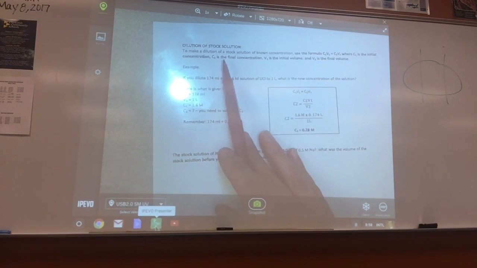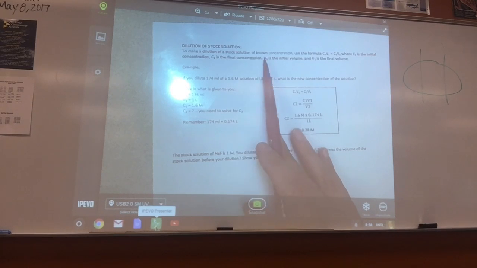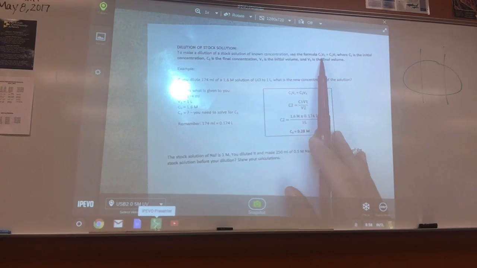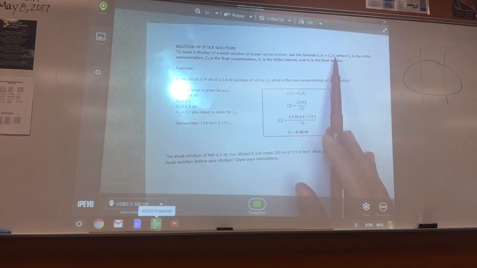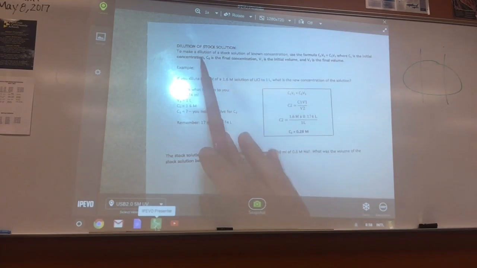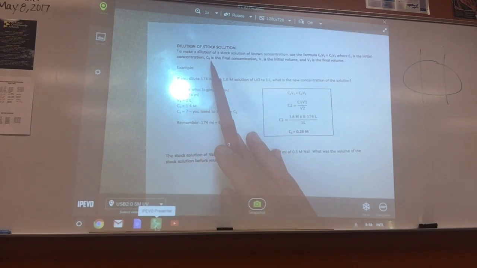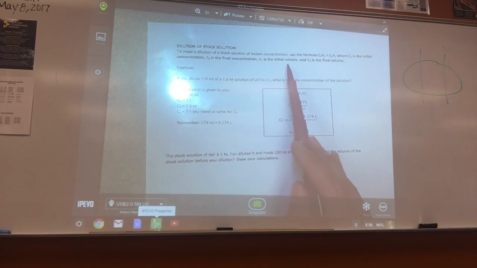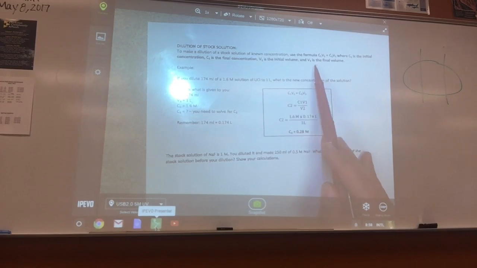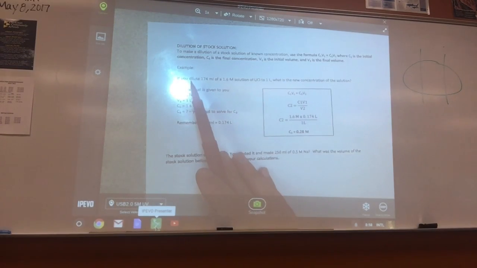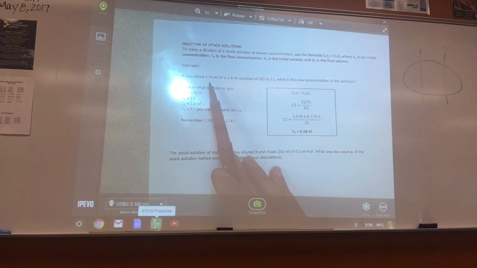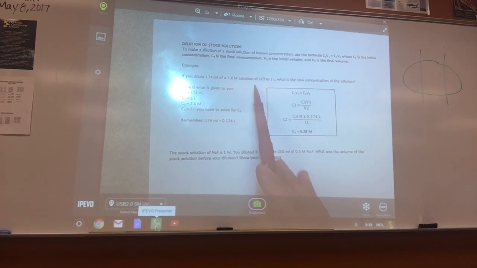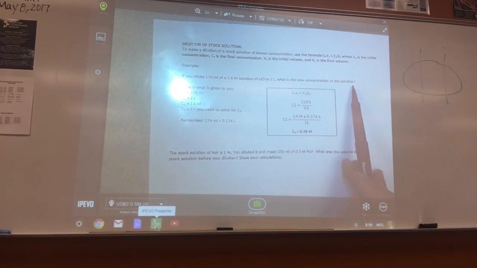So to make a dilution of a stock solution of a known concentration, you use the formula C1V1 equals C2V2, where C1 is the initial concentration, so C stands for concentration. C2 is the final concentration. V1 is the initial volume, so V is volume, and V2 is the final volume. So they give you an example. It says if you dilute 174 milliliters of a 1.6 molar solution of lithium chloride to 1 liter, what's the new concentration of the solution?